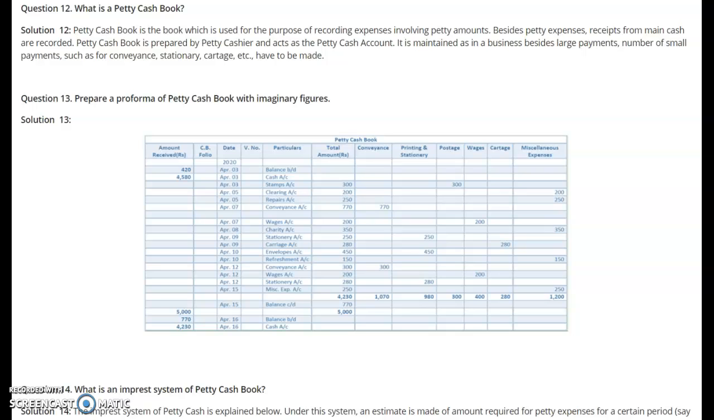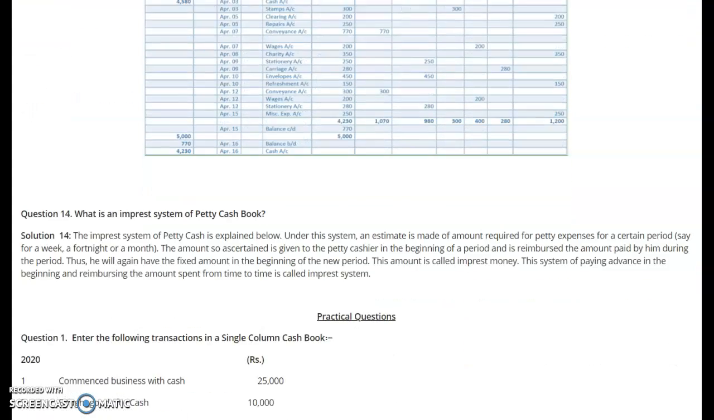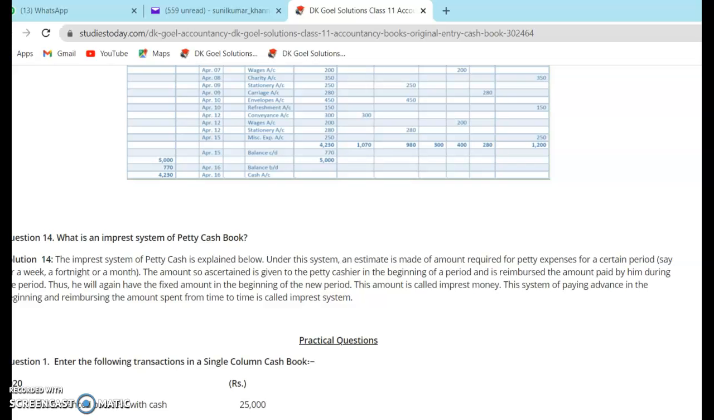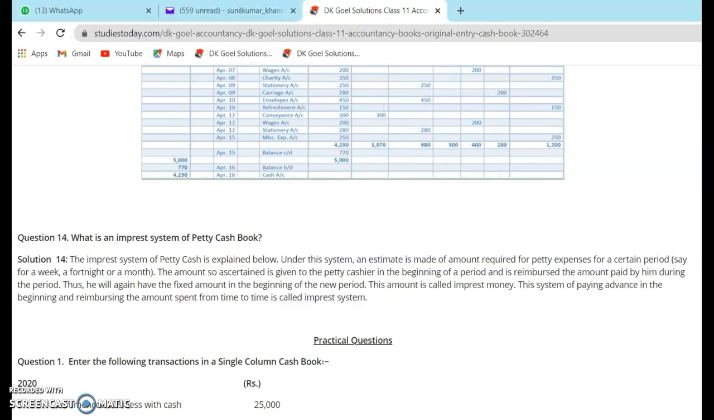How this petty cash book is prepared, we will learn afterwards. But first understand what is the Imprest system of the petty cash book. Please understand the meaning of the word Imprest is advance. It means that all the transactions which involve small amounts should be recorded in this petty cash book, but it is based upon a very important system which is known as the Imprest system or the advance system.